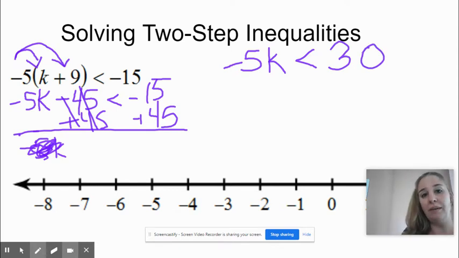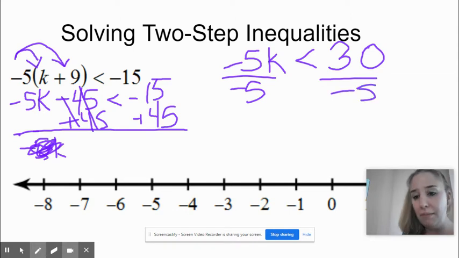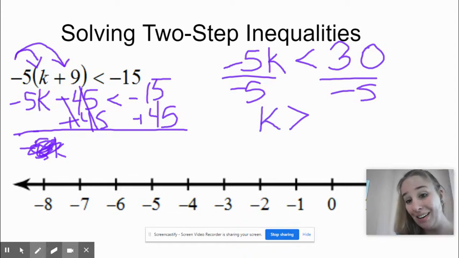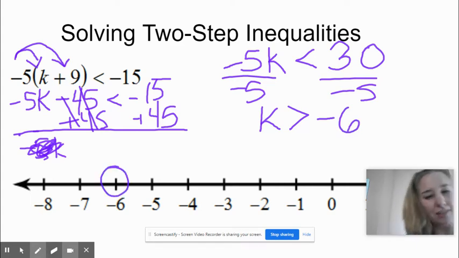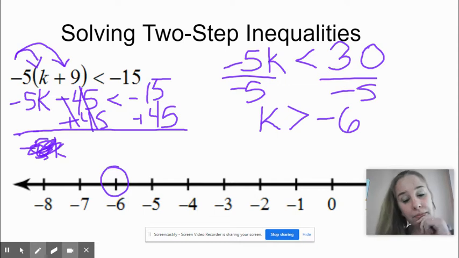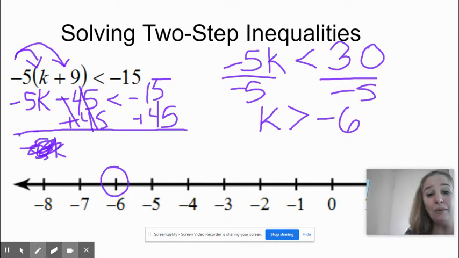We divide by negative 5. Oh, I divided by a negative. What does that mean? It means you need to flip the symbol. Okay. And then 30 divided by negative 5 is negative 6. So I put my circle on the negative 6. Open or closed? Open. Is k bigger or smaller? Well, k is bigger.